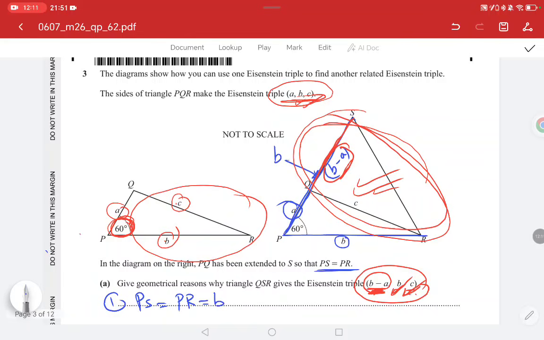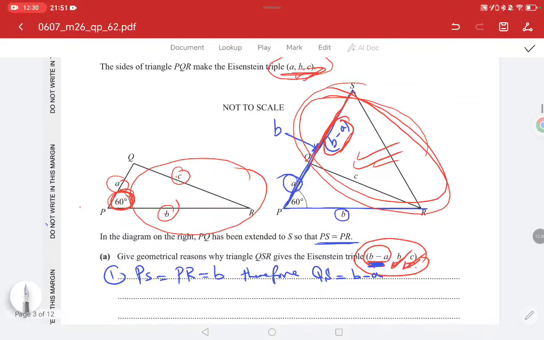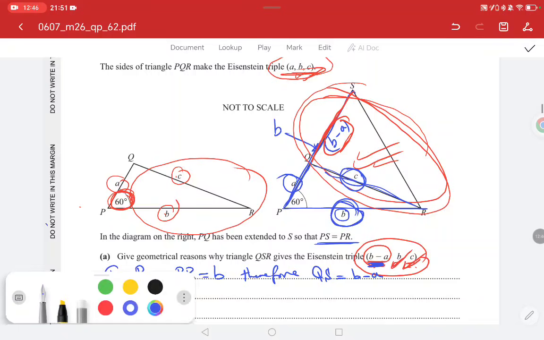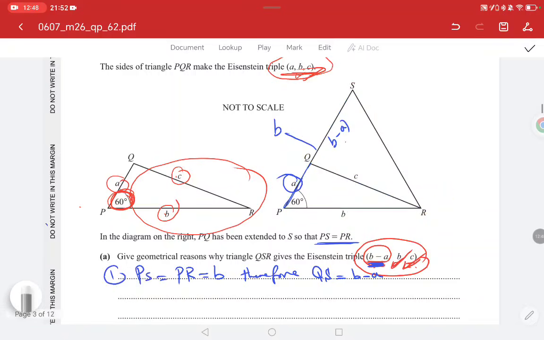That's good. So now, since all of PS is B, therefore we can say that this QS equals what? Equals B minus A. And this is actually what we need to show. What else? We need to show also that we have two sides, one is B and one is C. Look, this C is already common between them, so that's good. How about B? We need now to show, let's remove this to be clear for you.